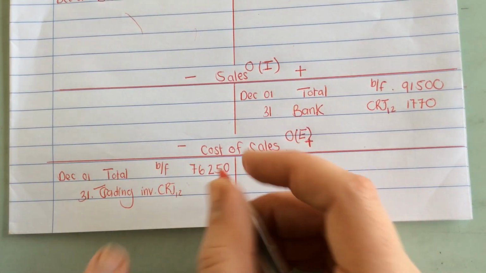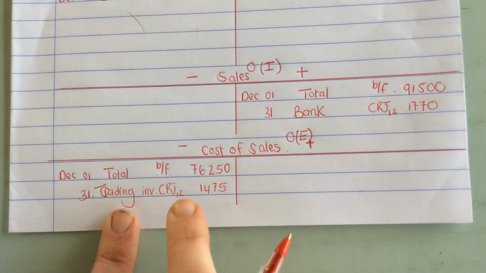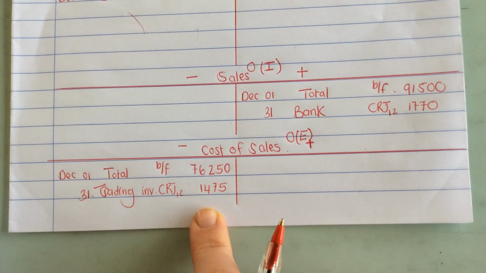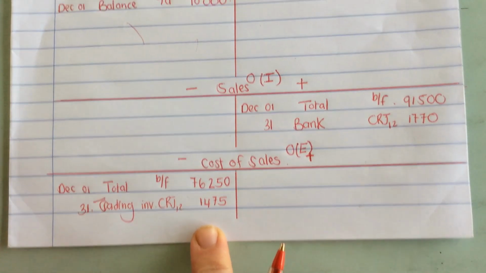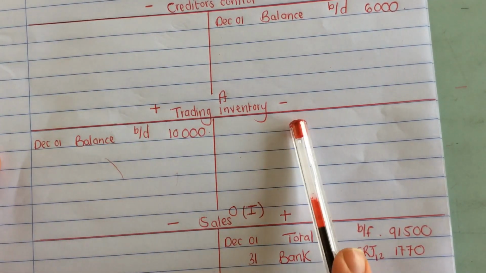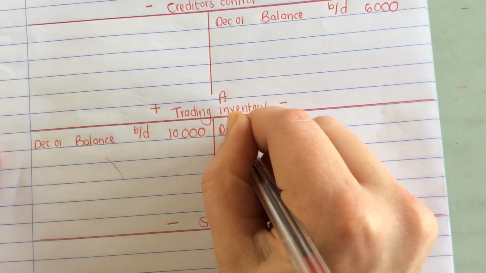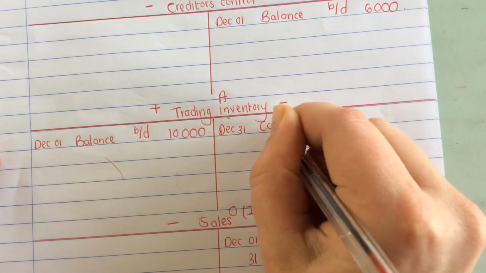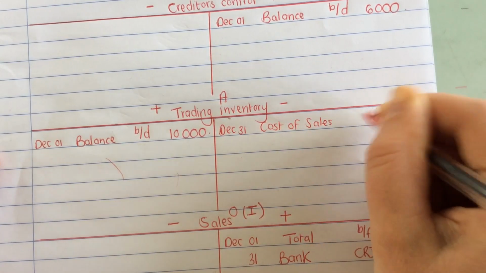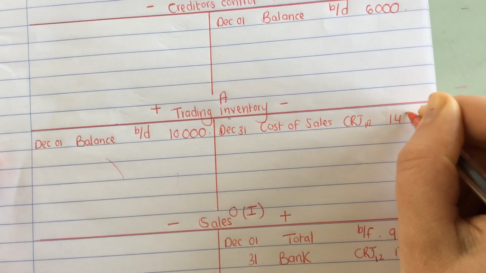The amount's 1475. And then you need to remember, the cost of sales total shows the value of stock that you sold for cash. If I sold stock, do I have more stock or less stock? Less. So you write on the credit side, December the 31st, in details, cost of sales, CRJ 12, and the amount is 1475.